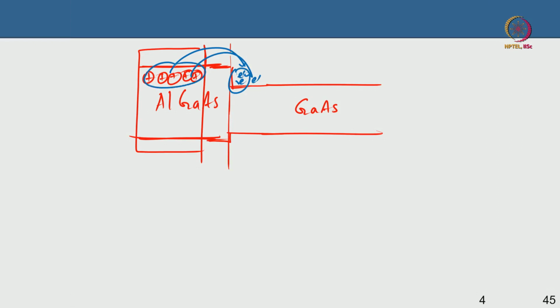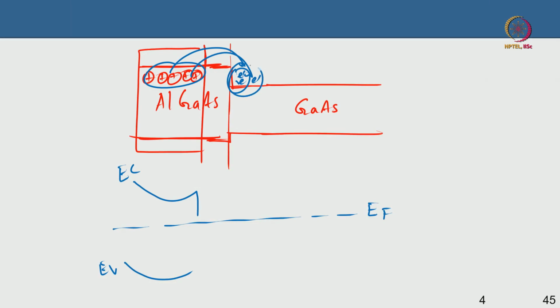Because they are donating, this will become depleted, and so the band diagram will look something like this. This is the conduction band, this is the valence band. This is the Fermi level at equilibrium, no light shining, no carrier flowing. And because electrons have come and accumulated here, this part will bend inwards. So if this is your gallium arsenide, this will bend inwards like that.